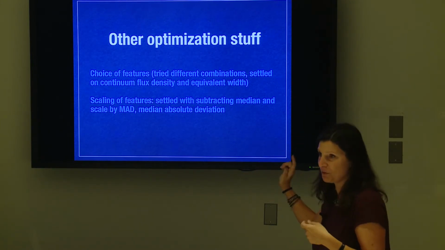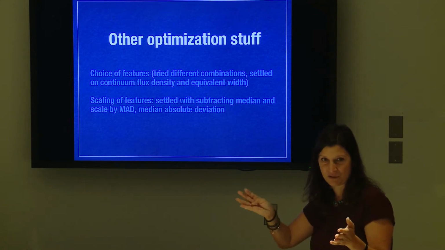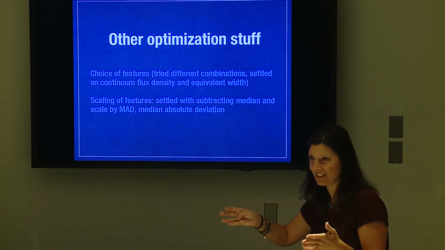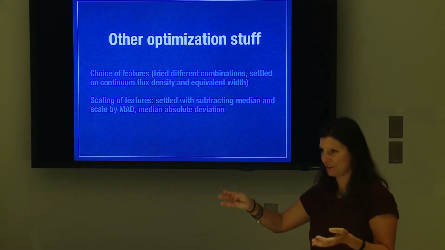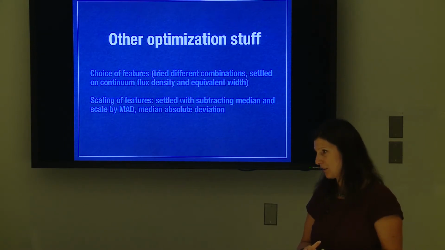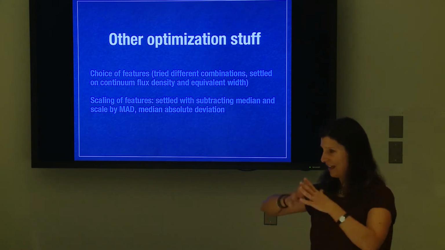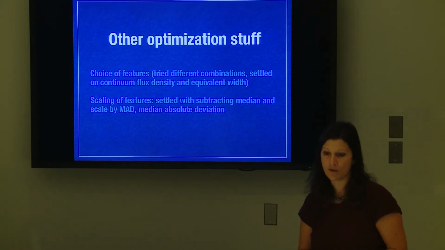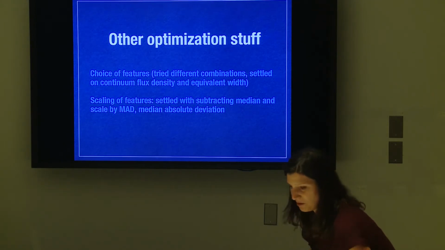And the fact that here it was really important to scale the features, because the continuum was of the order of 10 to the negative 17, and the flux in the line was of the order unity. I think support vector machines are also well known for not doing well if your data really live in different ranges. So we saw very clearly the effect of scaling versus non-scaling.